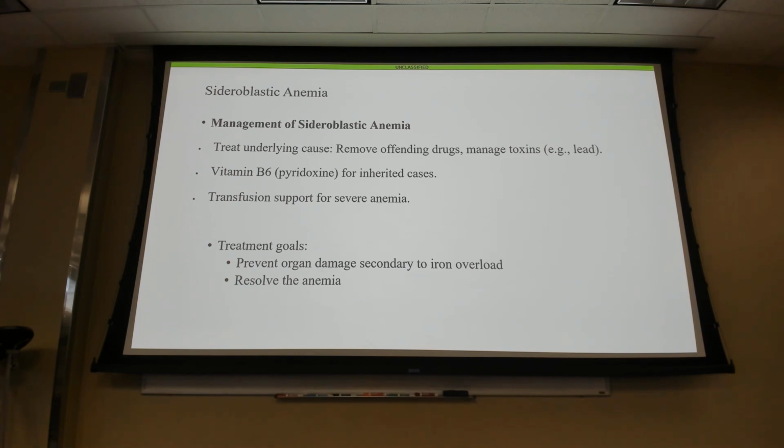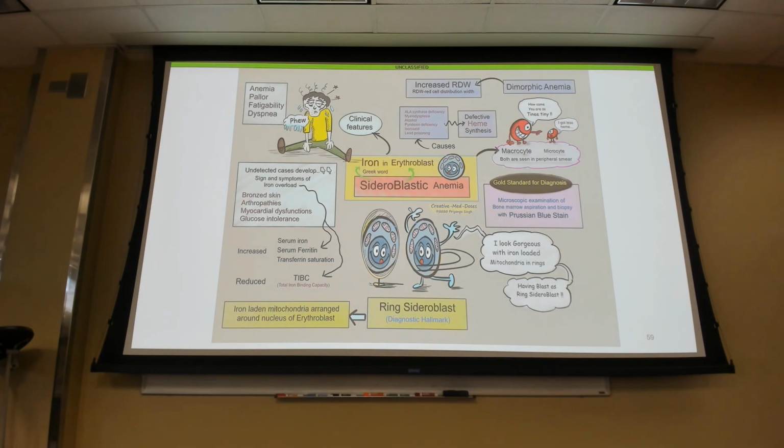Treatment goals, prevent organ damage, right? The body can't incorporate all this iron sufficiently. Iron is toxic to the body. Iron stored in the wrong places is bad, and we'll talk about that when we talk about hemochromatosis. So iron overload states can develop. Sideroblastic anemia in a nutshell, one slide, there it is. That's the whole lecture there, boom, done, right?